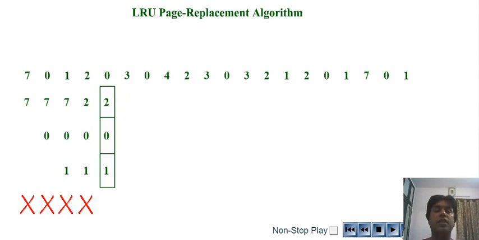After this, there is a 3 to be brought into one of the frames in my memory. Now, as you can see, all the frames are occupied. I need to replace one of the pages from one of the frames in the memory. Now, which one to replace? As the name suggests, least recently used. So, if you can see, 0 was the one that was most recently used. Before 0, it was 2 which was used, and before 2 it was 1 that was used. So the correct answer is to replace 1.